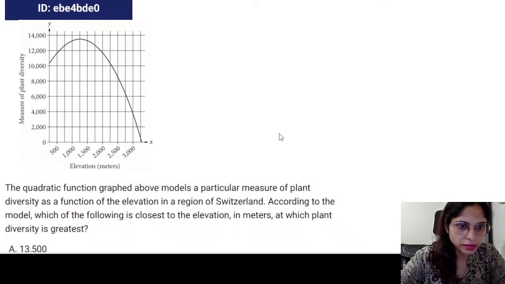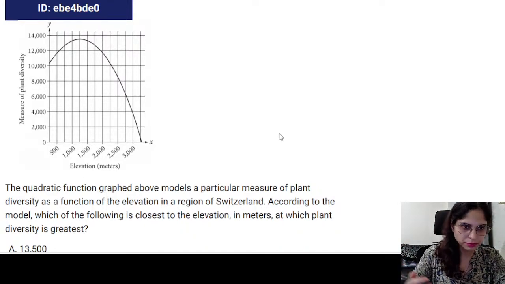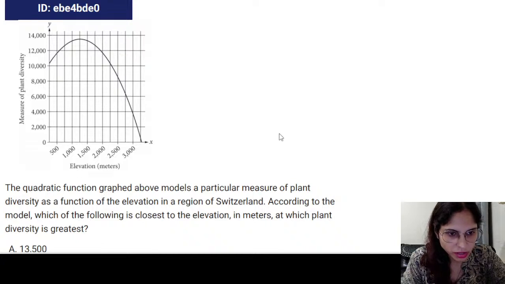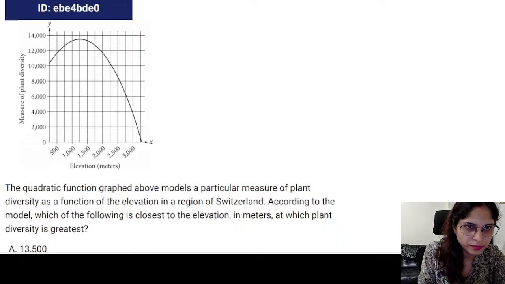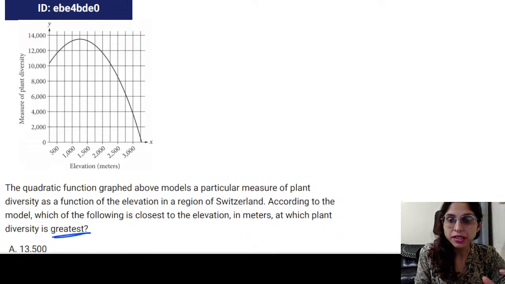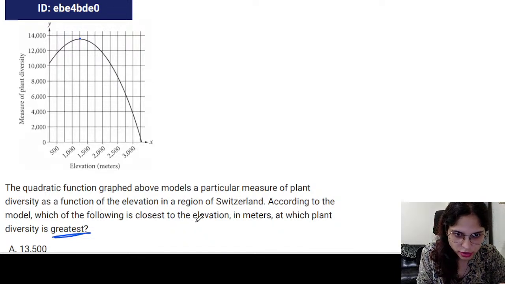Over here the quadratic function, this is a parabola down, you're going up and then you're coming down. So the quadratic function graphed above models a particular measure of plant diversity as a function of elevation. According to the model, which of the following is the closest to the elevation at which plant diversity is greatest? So they're talking about the greatest point. So in quadratics, greatest means vertex, and from here you can see this is the greatest point. And what they want to know is the elevation in meters.